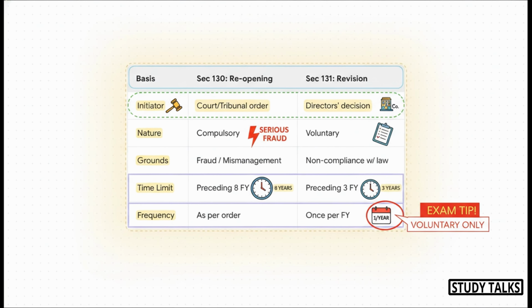This slide right here is your golden ticket for this entire topic. Seriously, every single row is a potential exam question. Let's look at the key differences. Initiator, court order versus the director's decision. Nature, compulsory versus voluntary. Grounds, serious fraud versus simple non-compliance with the law. Time limit, 8 years versus 3. And here's a detail that often gets missed. Under Section 131, a company can only do this once in a financial year. You absolutely have to know this table inside and out.